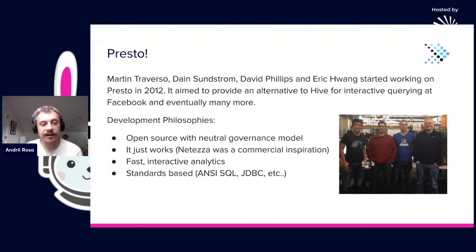So in 2012, Martin, Dane, David, and Eric started working on Presto, also at Facebook, and they aimed to provide an alternative to Hive specifically for interactive querying. Among the key design philosophies they set was a strong adherence to open standards. So there's no HQL or any kind of SQL dialects or anything. There was a strong adherence to the ANSI SQL standard.